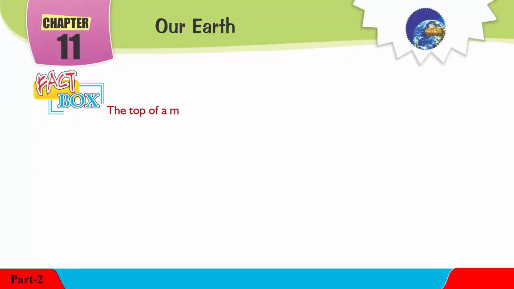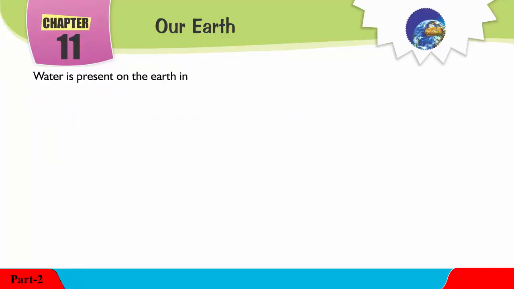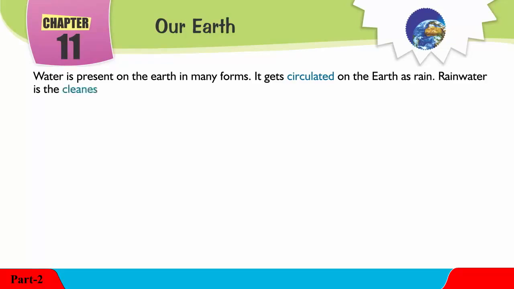Fact box. The top of a mountain is called its peak. Water is present on the earth in many forms. It gets circulated on the earth as rain. Rainwater is the cleanest form of fresh water.